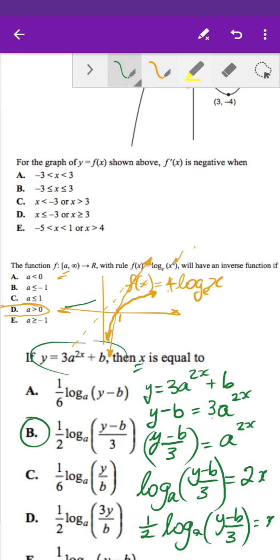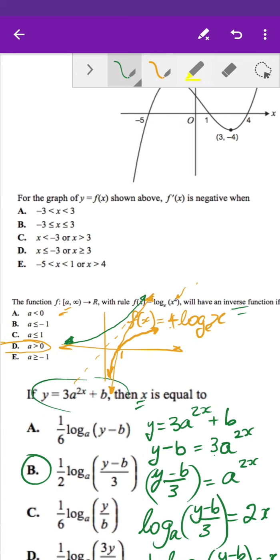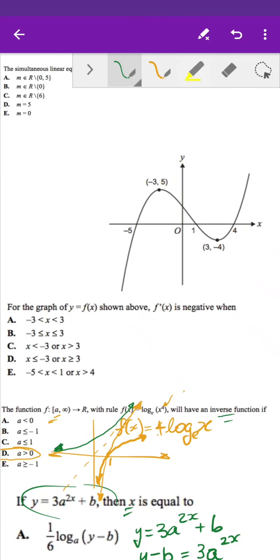I'll just draw a picture of the inverse, to have the inverse function. There we go. Now we've got an inverse function because we're allowing our domain being from A, therefore our range is going to be from A, and our domain is everywhere for that value. Okay, let's go to the next question.